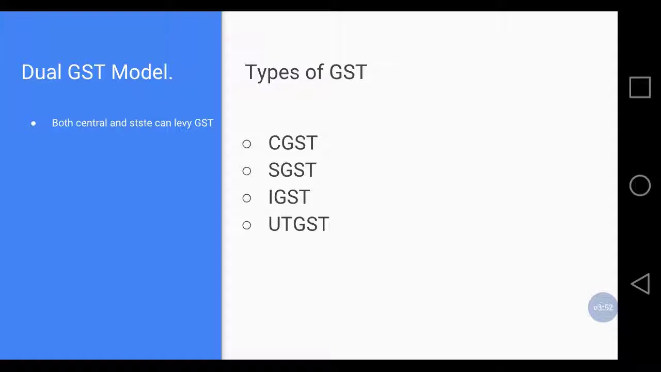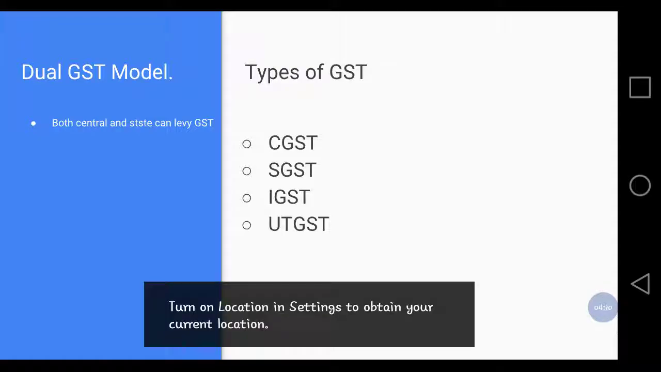These are also the types of GST. CGST will be levied by the central government. It is called Central Goods and Services Tax. The second one is State Goods and Services Tax. The third one is Integrated Goods and Services Tax. And the fourth one is Union Territory Goods and Services Tax.